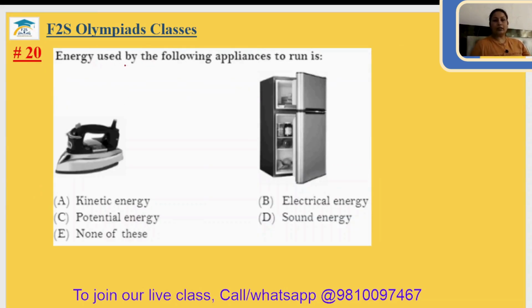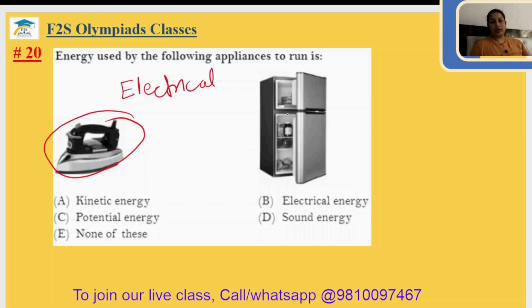Question number 20. Energy used by the following appliances to run. Actually, heat energy is used here and it comes from electrical energy. Heat energy coming from the electrical energy. And here the things are getting cool and kept safe for a long time. So it also runs on electrical energy only. So that's why the answer will be option 20.